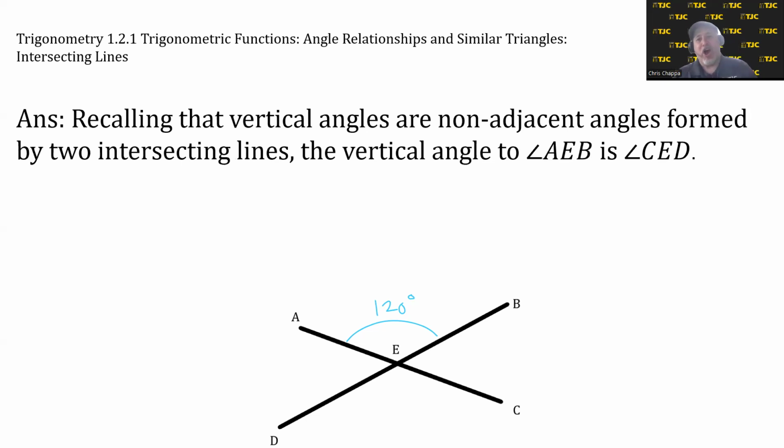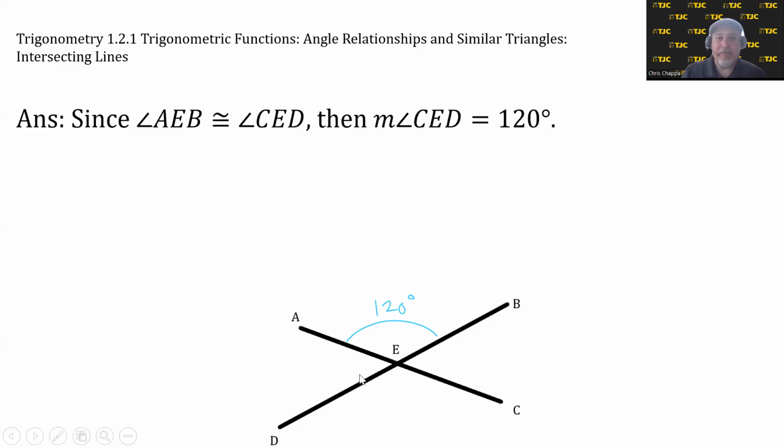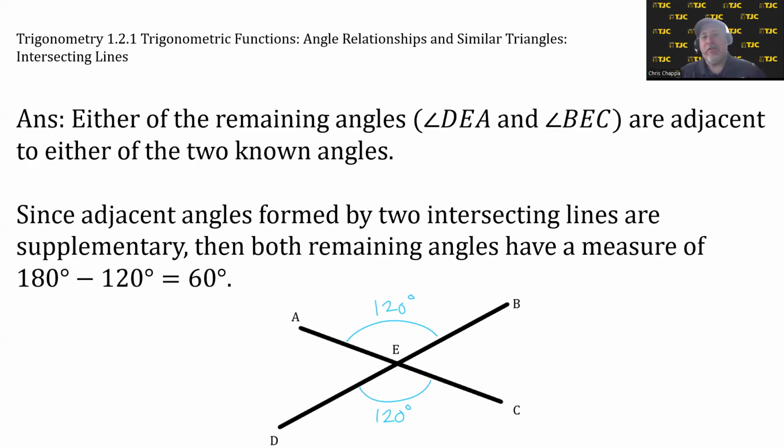Recalling that vertical angles are non-adjacent angles formed by two intersecting lines, the vertical angle to AEB is CED, this angle down here. And since they're congruent, the measure of angle CED is 120 degrees. Now, either of the remaining angles are adjacent to either of the two known angles, and since adjacent angles formed by intersecting lines are supplementary, both of the remaining angles have a measure of 60 degrees, 180 degrees minus 120 degrees. Just remember, every pair is either congruent or supplementary.